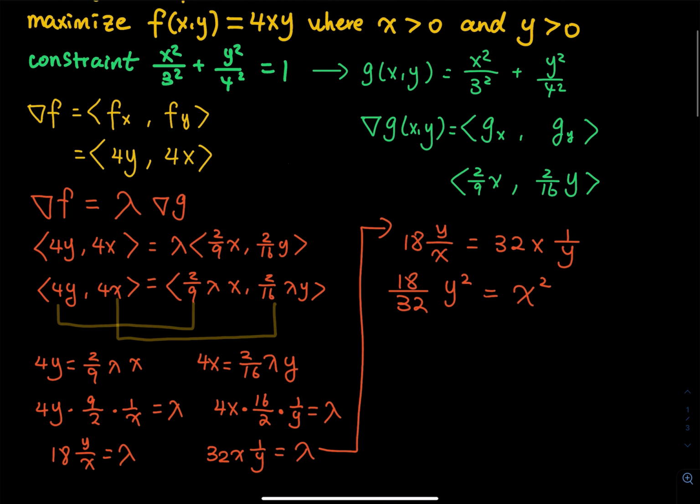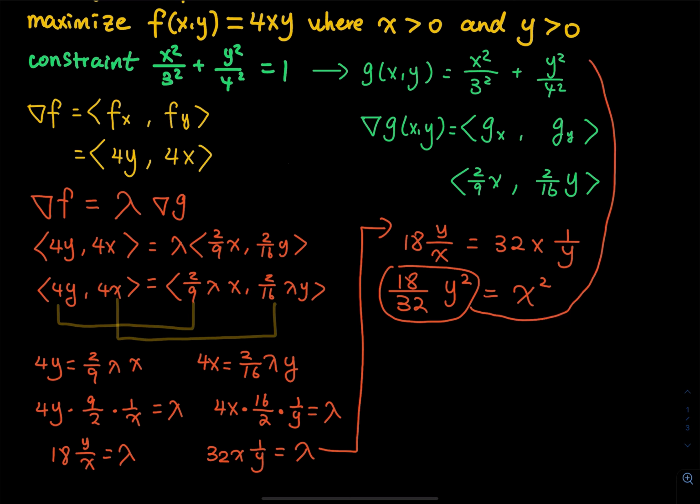Okay, so what we are going to do next is plug this x squared into the constraint, which is right there. Do you see that? We are going to plug it in right over there. So that will be 18 over 32. Divide top and bottom by 2, that will be 9 over 16. And then you have y squared, divided by 9, so that will be multiplied by 1 over 9, plus y squared divided by 4 squared equals 1.